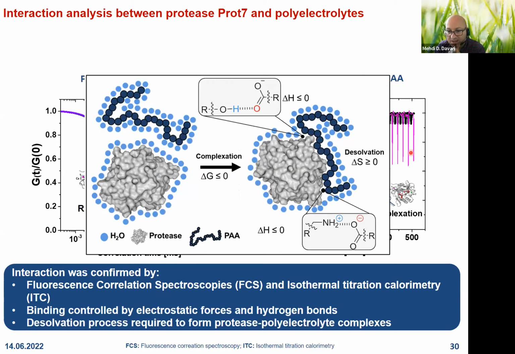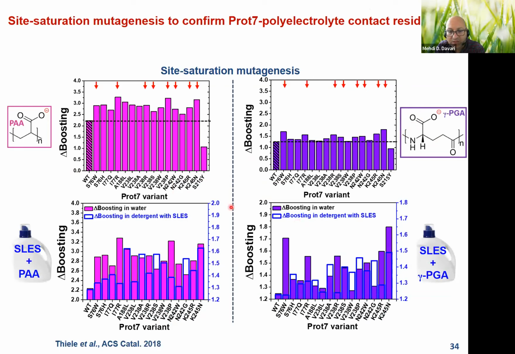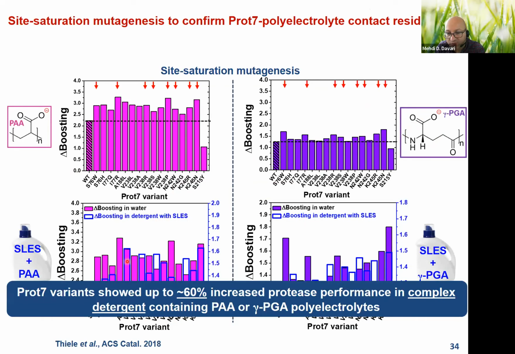Interestingly, this effect is present for both polymer and polyelectrolyte. The effect is stronger, for example, for PAA, but there is a lot of optimization also possible in terms of size of the polymer and charge, and I'm not going into those details. But as you see here, we improved this, and later we see that we could even improve this in the presence of a very complex detergent. So up to a 60% increase of performance we have identified when we use this variant in a complex wash detergent.